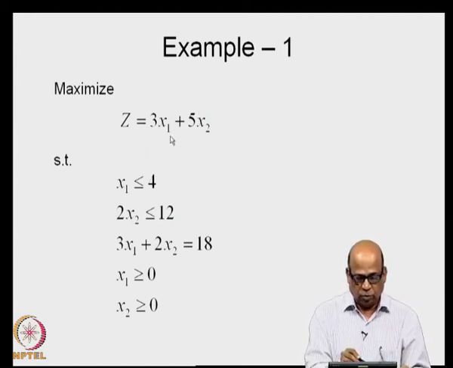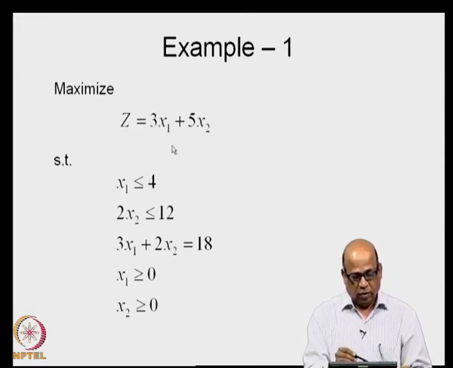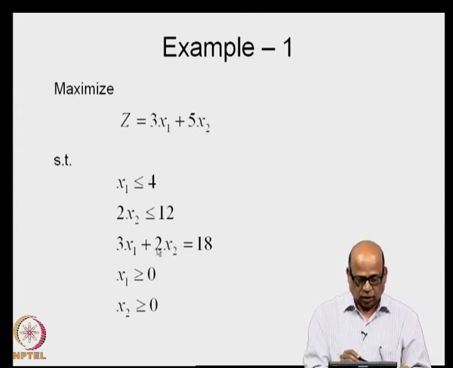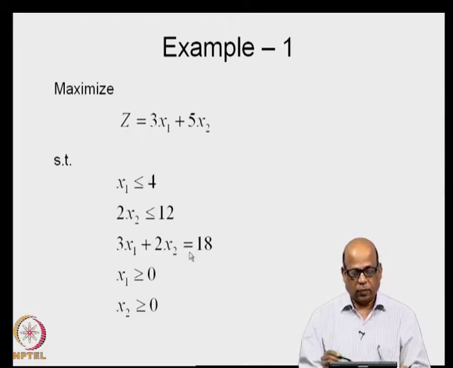Maximize Z is equal to 3 x 1 plus 5 x 2. This is the same problem that we have been solving using the graphical method, and the first problem that we solved using simplex method, and so on, except that we will make a slight change in one of the constraints. X 1 less than or equal to 4, 2 x 2 less than or equal to 12, 3 x 1 plus 2 x 2 is equal to 18. Recall that this constraint we had earlier 3 x 1 plus 2 x 2 less than or equal to 18. So, instead of less than or equal to, I would make it an equal to constraint, equal to 18, and x 1 and x 2 are non-negative.